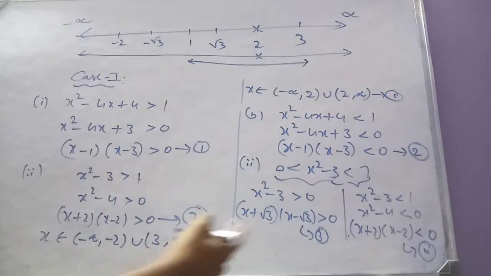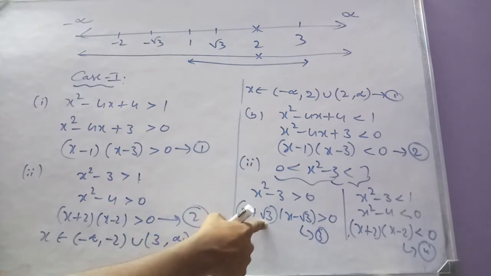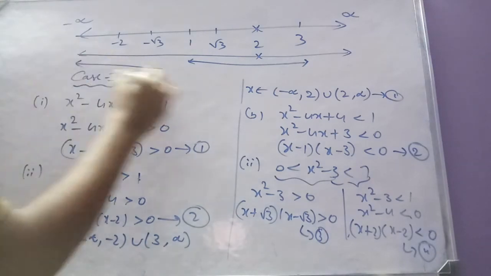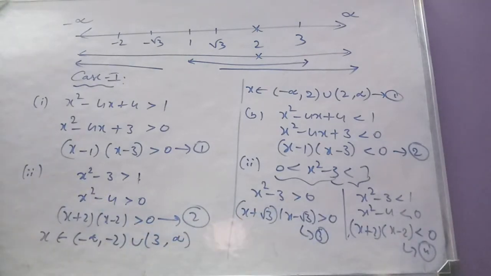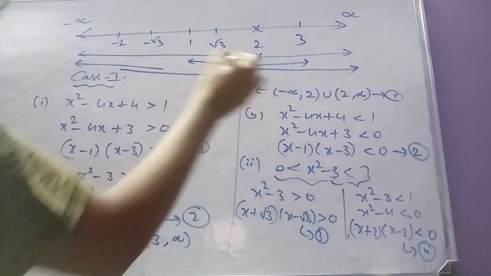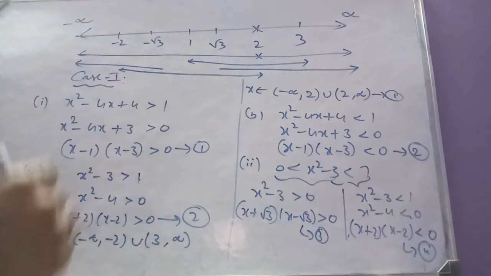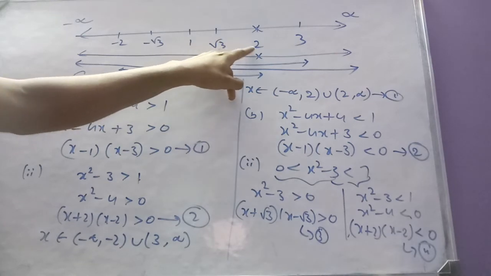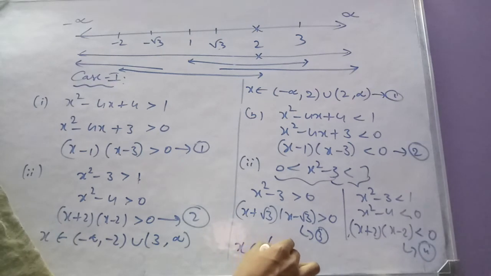And then this says that you can take the interval which is less than minus root 3 or greater than root 3. And this interval says that you can take the values between minus 2 and 2. So total 4 intervals are there, so you should take the interval which contains 4 lines: 1, 2, 3, 4. 4 lines are between root 3 comma 2. The solution set for case 2 is root 3 comma 2.